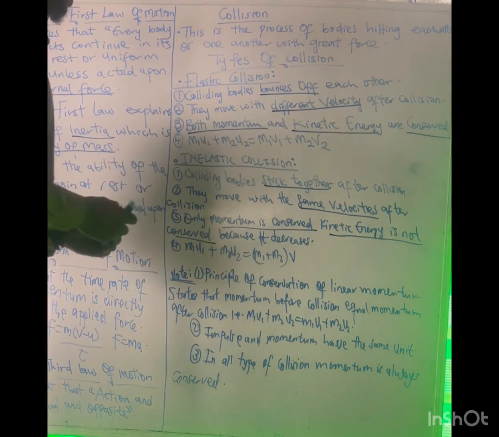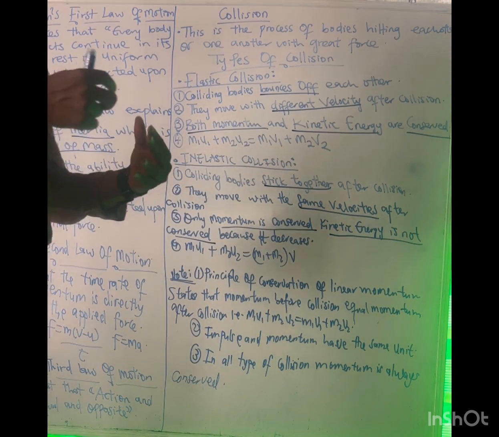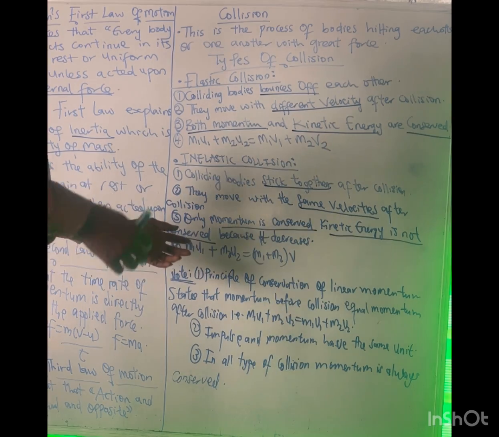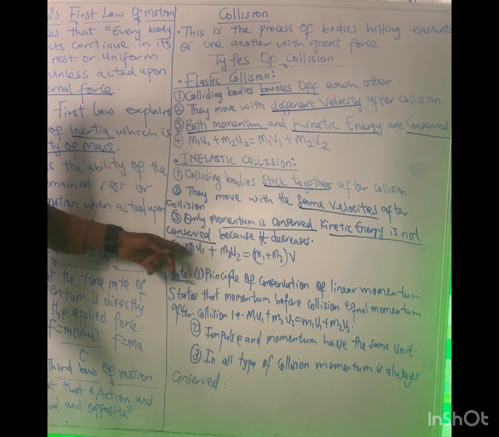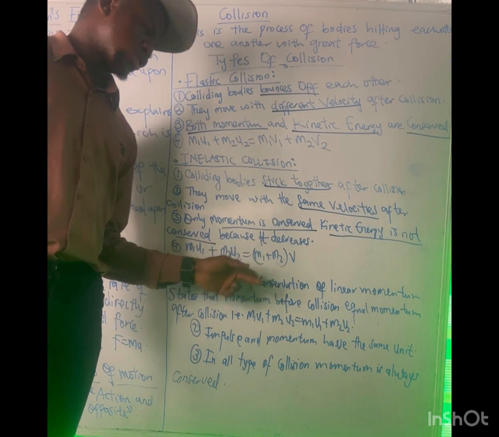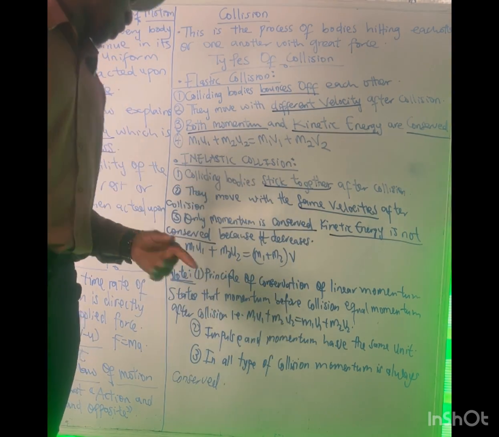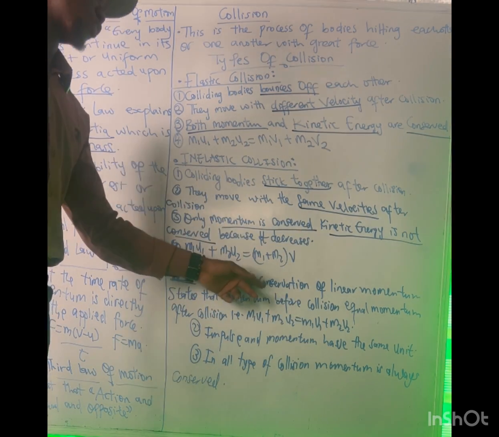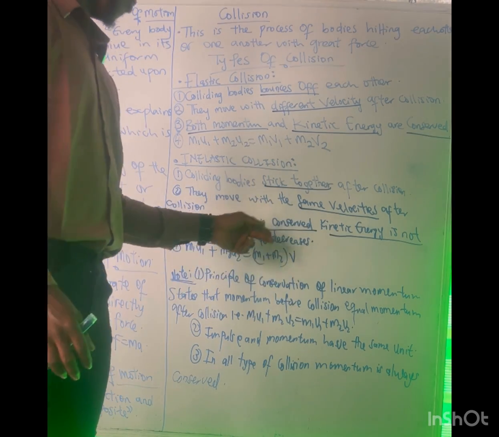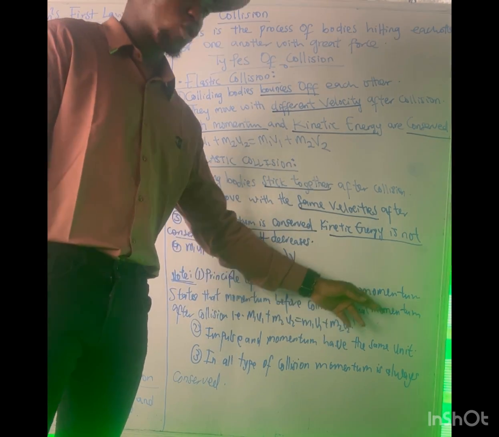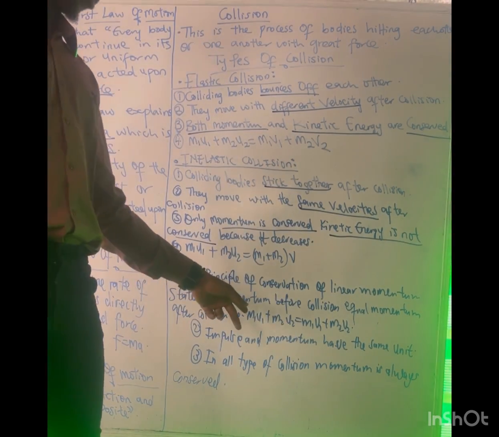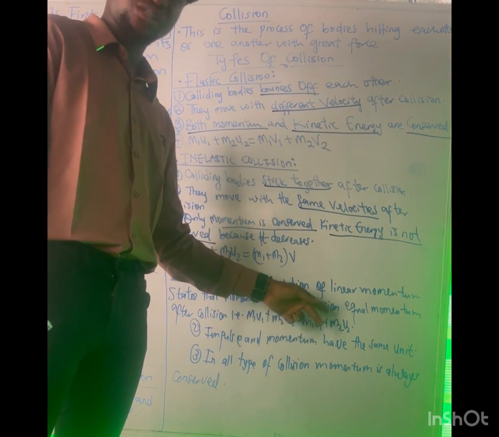So for the inelastic collision, when they stick together and move with the same velocity after collision, the equation is m1u1 plus m2u2 is equal to (m1 plus m2) times v. So this v is a common velocity. Note that the principle of conservation of linear momentum states that momentum before collision equals momentum what? After collision.